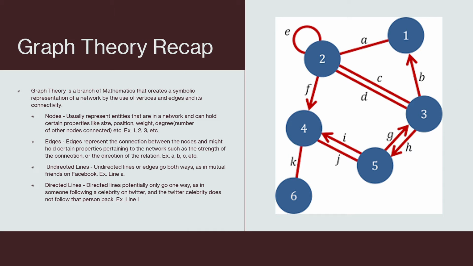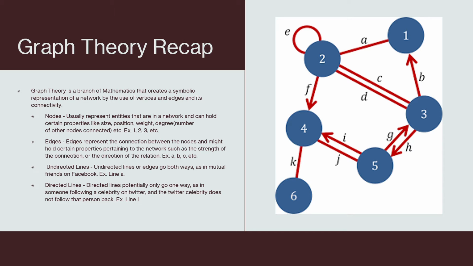Just a quick graph theory recap. Graph theory is a branch of mathematics that creates a symbolic representation of a network by the use of vertices and edges and its connectivity. Nodes, otherwise known as vertices, usually represent entities in a network and can hold certain properties like size, position, weight, and degree, which is the number of other nodes connected. An example of this to the right would be the numbers 1, 2, 3, etc.